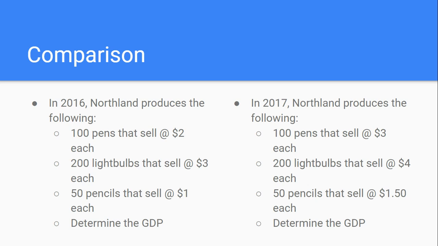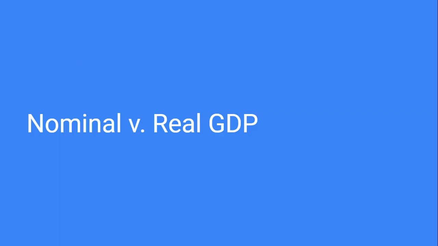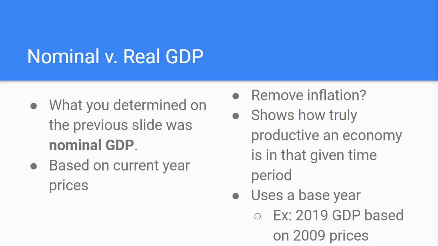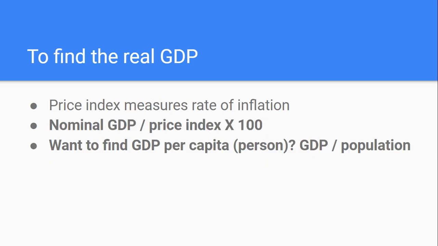So you might be wondering, is GDP really the best indicator of how productive an economy is if, in this case, Northland's GDP increased, but they really weren't any more productive? There's a way of differentiating between true production and just inflation. That measure is known as real GDP. Real GDP removes price increases, and it's based on a current year price. It uses what's known as a base year in order to take out inflation and to find how truly productive an economy is. You take the nominal GDP.